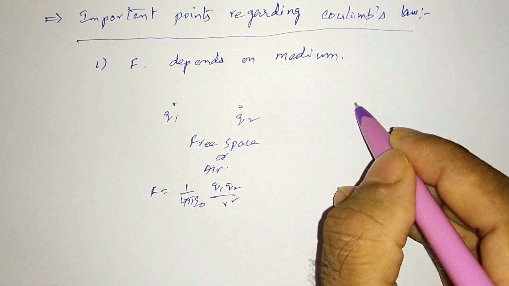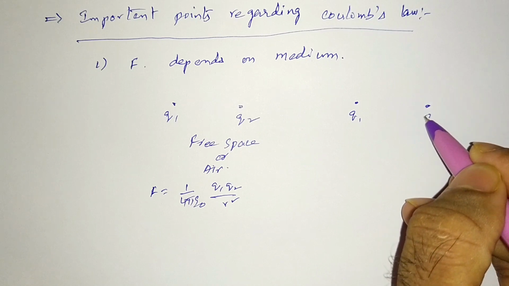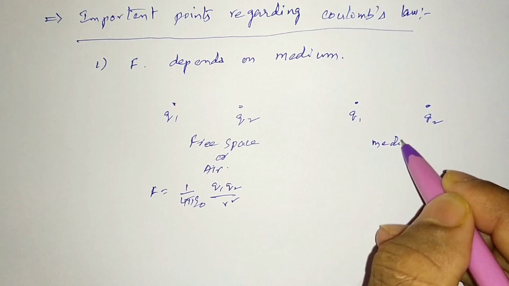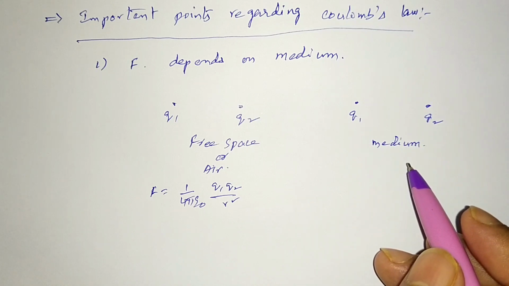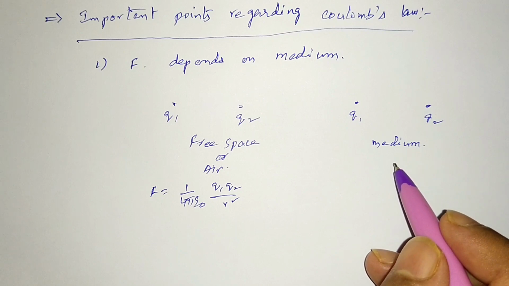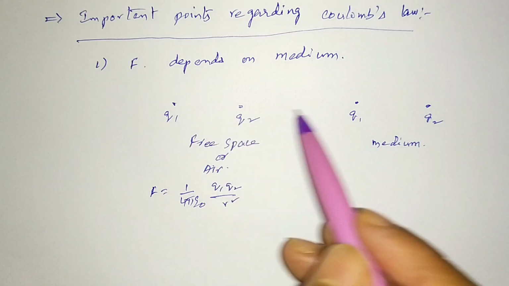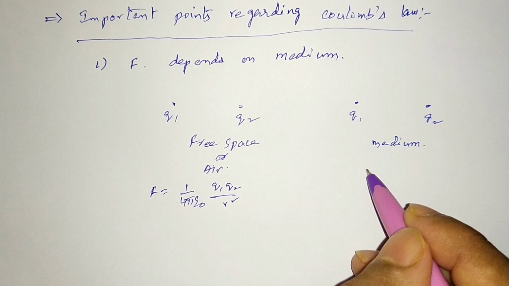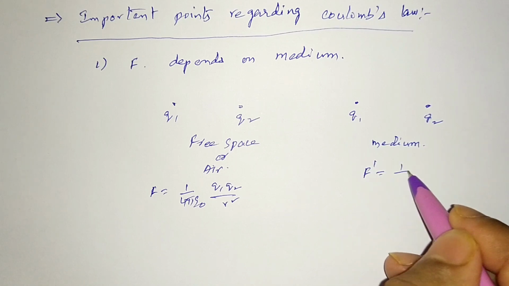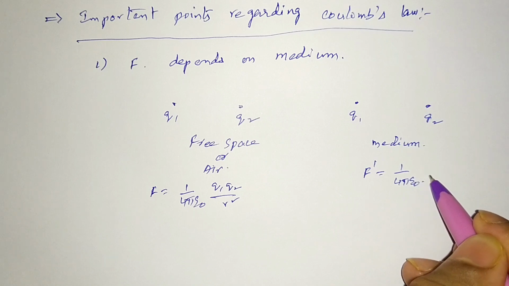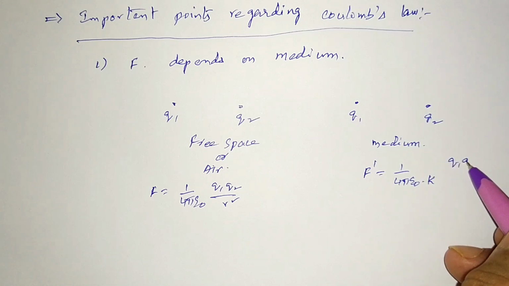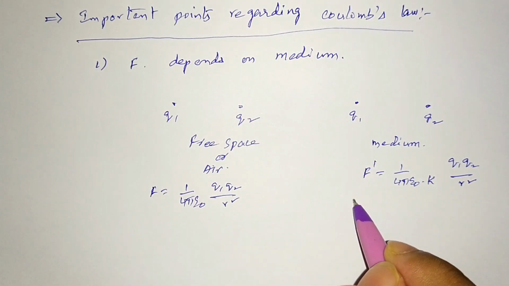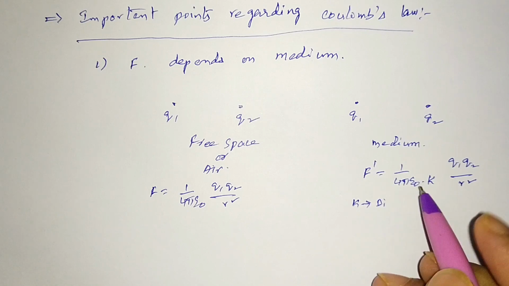What, sir? If the same charges are placed in some other medium, like in water or in alcohol or in Coca-Cola or Pepsi, Thumbs Up, whatever you want. The distance between them is not changed and the amount of charge is not changed, but the medium is changed. Then let us take this as F dash. Then it will be 1 by 4 pi epsilon naught into k, q1 q2 by r square. So what is this k, sir? This k is called the dielectric constant of the medium.